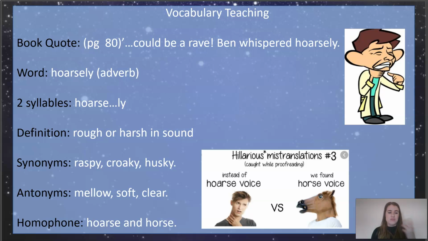So different synonyms could be raspy. When someone has a raspy voice, it's got that sort of crackling, croaky sound to it. You've got husky. And obviously, the opposite of that would be to have a mellow, very soft, very clear, very easy voice to be able to listen to.